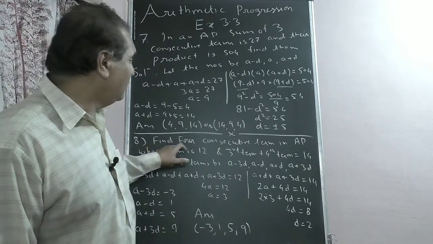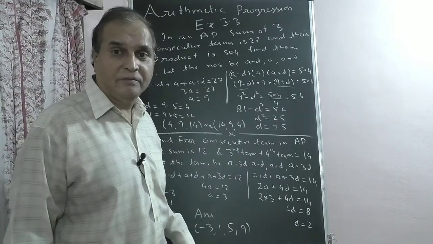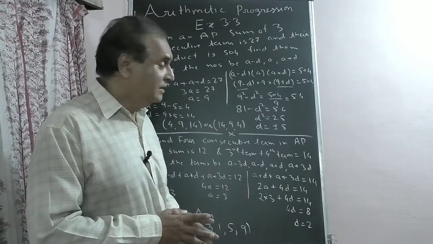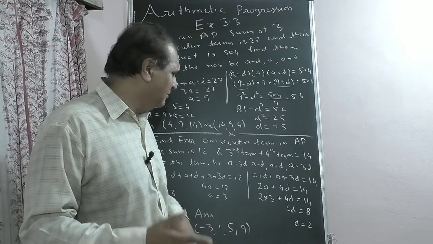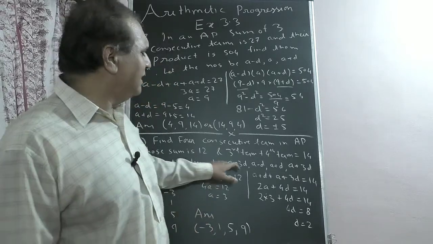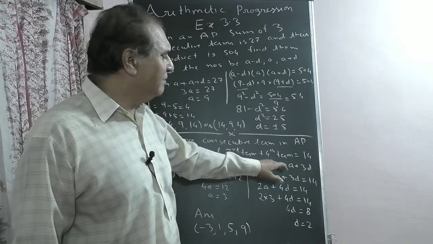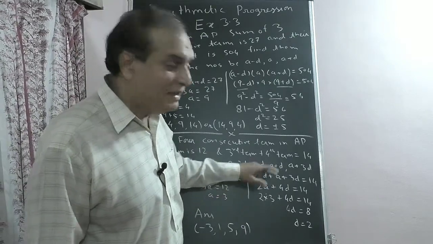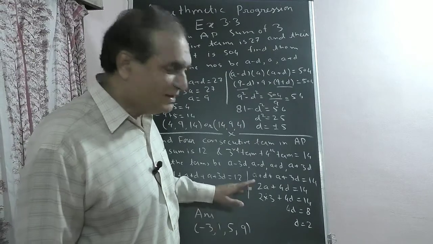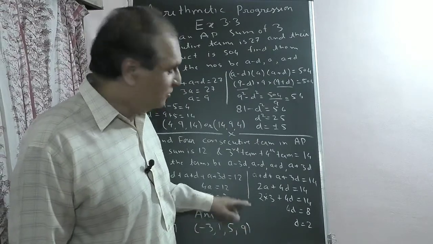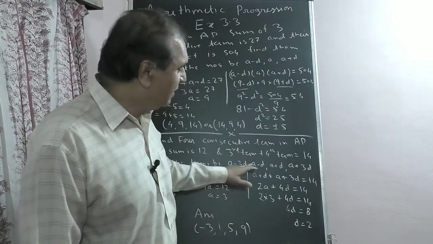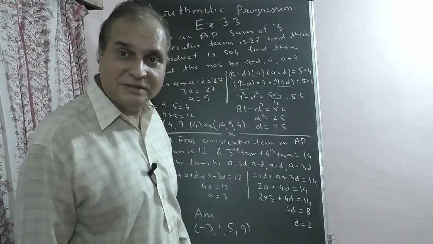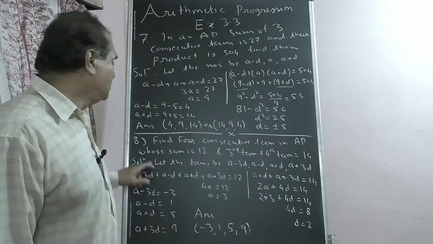The sum is: find 4 consecutive terms in AP. Whenever 4 consecutive terms in AP come, my suggestion is to let the terms be a minus 3d, a minus d, a plus d and a plus 3d. Why? If you add them, d cancels. Yes, the difference is 2d, but that makes no difference. After getting a and d, you can put the values of a and d to get the 4 numbers.